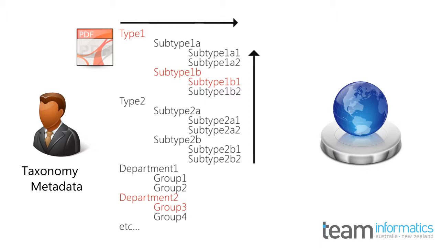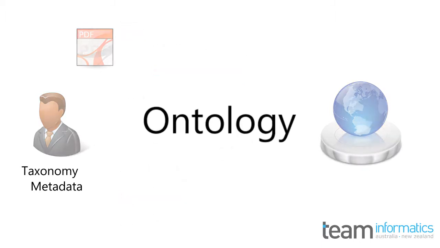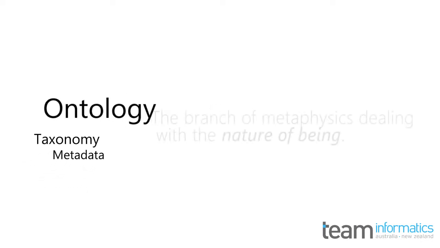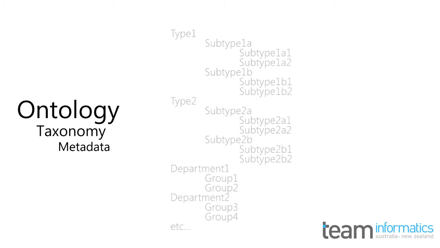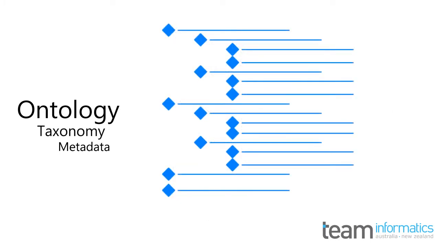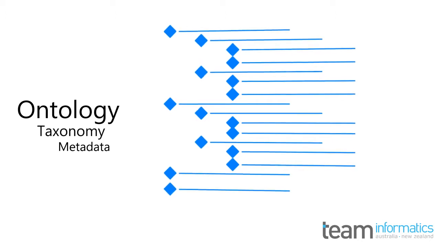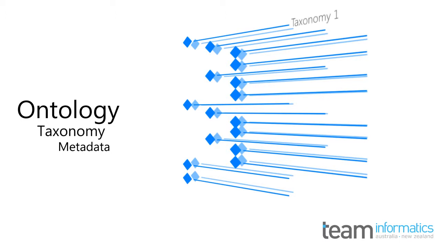The modern advancement of the metadata model brings us to a new concept: the ontology. Ontology is the branch of metaphysics dealing with the nature of being. And it's those last three words that are important to us when it comes to content management. Rather than a taxonomy, merely describing a single branch of hierarchical values, an ontology represents a multidimensional approach to describing the nature of being of your content.